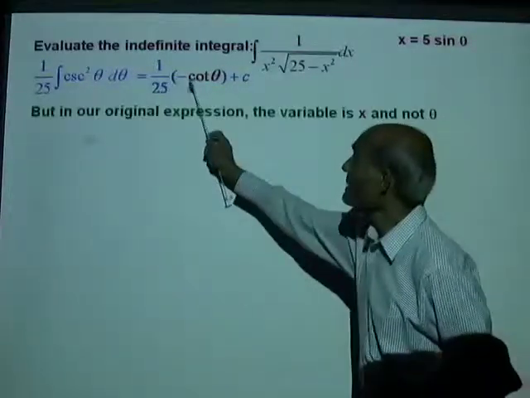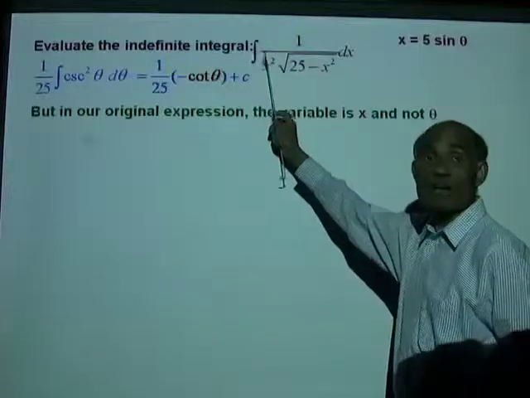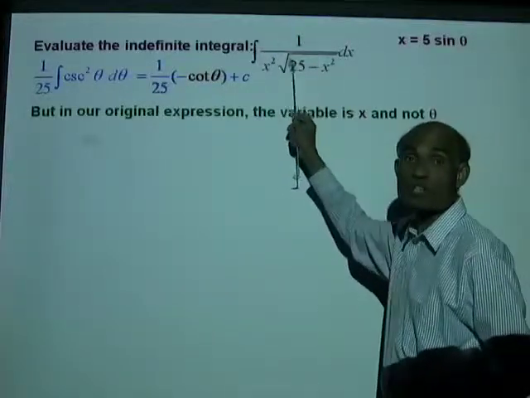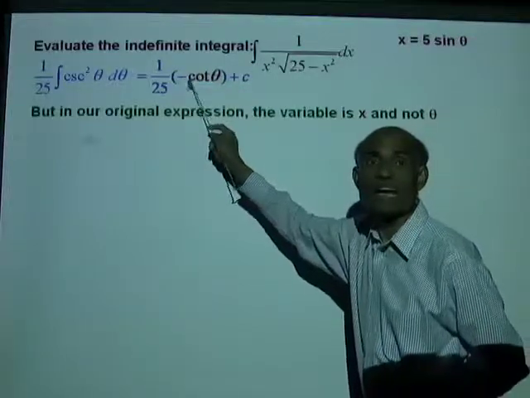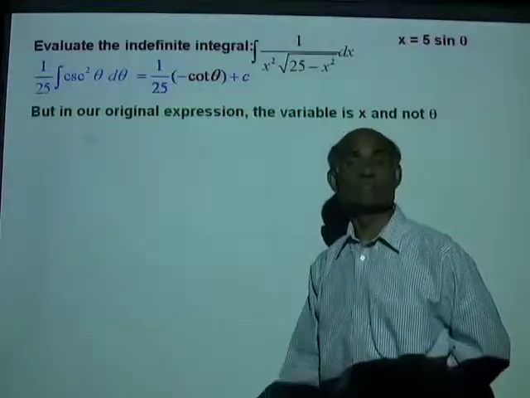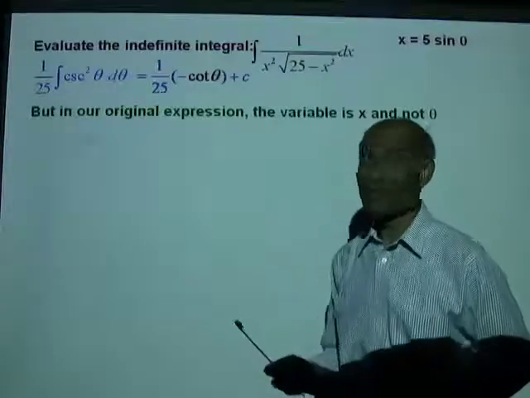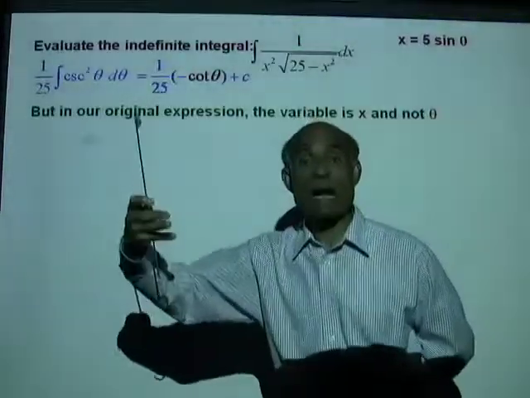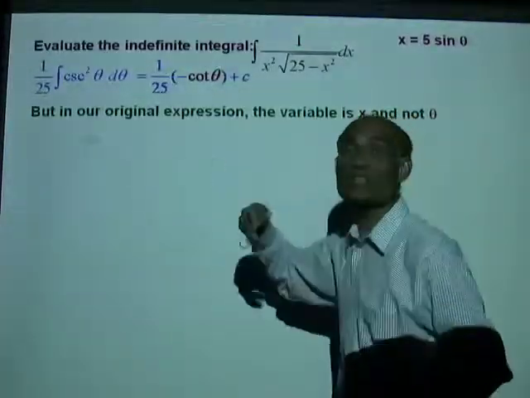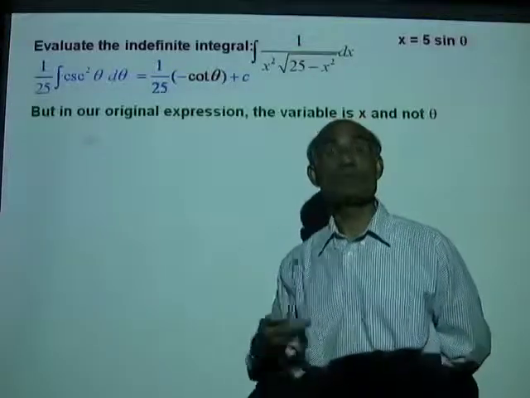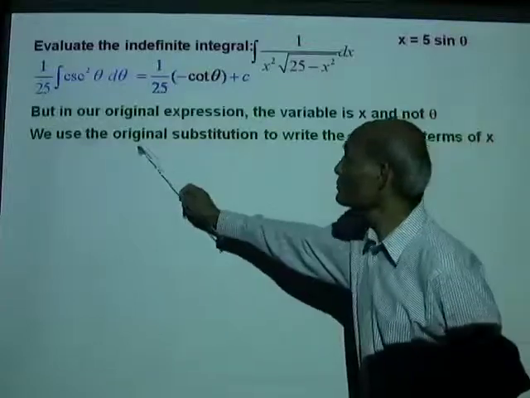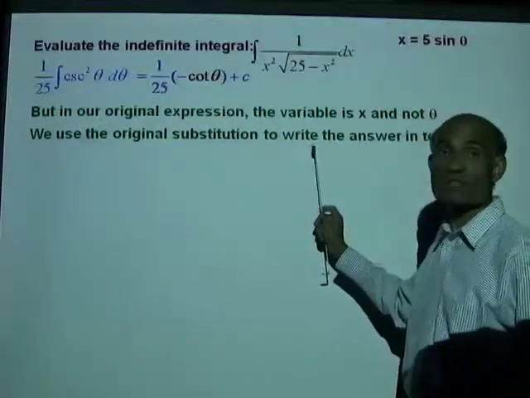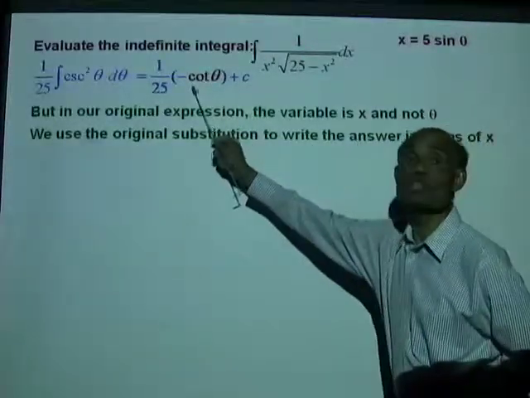Well, now we have been asked to integrate a function of x, and we have obtained the result as a function of theta. That is not acceptable. That means we need to now go back and replace theta in terms of x. How do we do that? We've got to go back to our substitution. Now we use the original substitution to write the answer in terms of x.